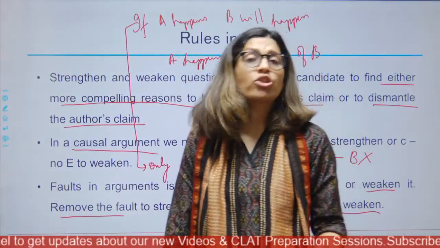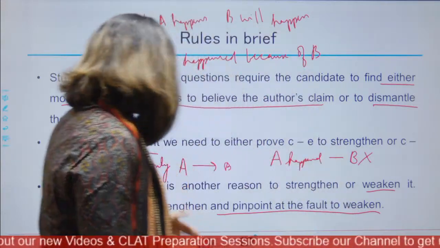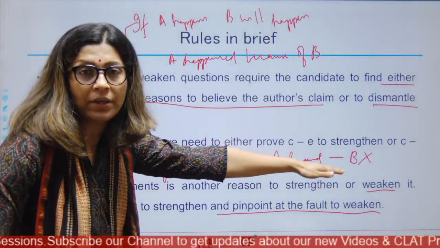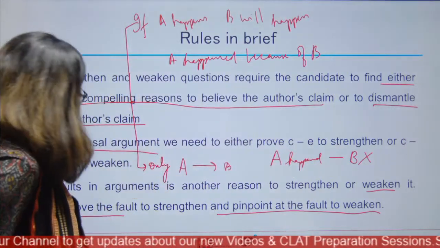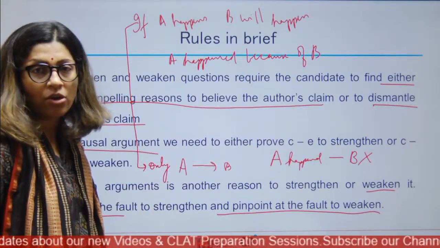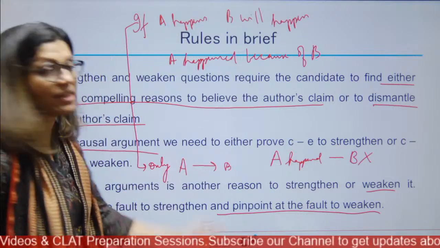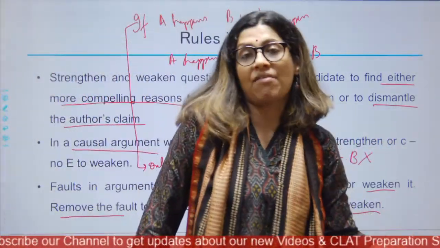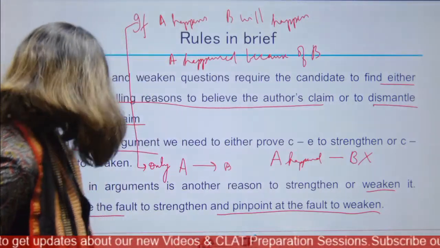That's how structured it is. So if it is causal and I have to weaken it, I have to say this happened, but that did not happen. If I have to strengthen it, I have to say yes, every time A happens, B happens. Or I have to also probably say only A can lead to B. I have to say nothing else can lead to B. So if B has happened, A must have happened.